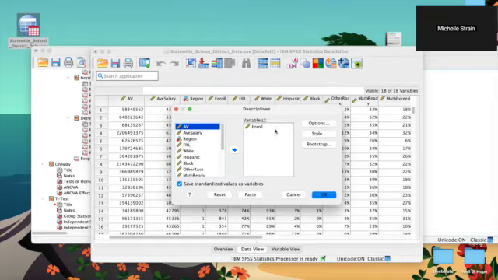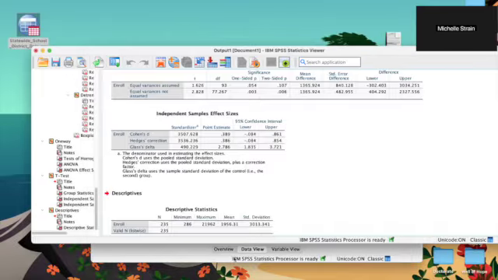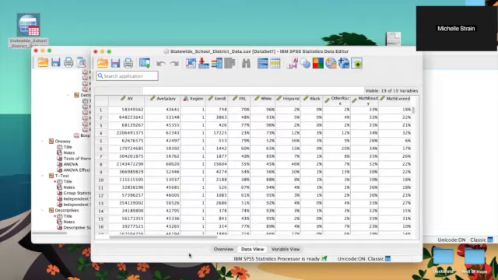And what we're going to do is our variable is Enroll. And we're going to make sure to click on Save Standardized Values as Variables. And we're going to look for the Z variable. So if we go back to our data set now, we're going to run the t-test again.